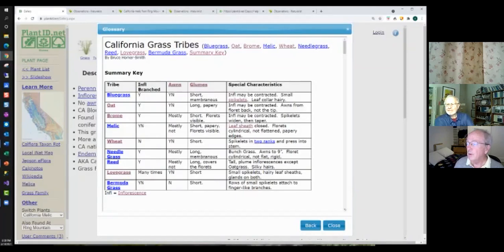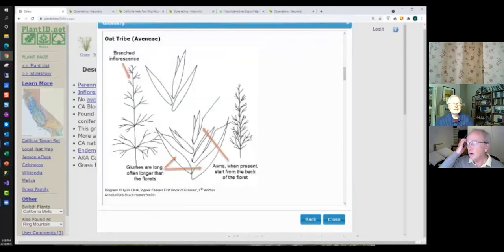So if I go down to oat, I get these beautiful drawings by Lynn Clark from the Agnes Chase First Book of Grasses. And anybody who wants to find a book about grasses that helps you learn, this was my first and my favorite book about grasses, Agnes Chase's First Book of Grasses. And in this diagram, Lynn shows the branched inflorescence for the oat tribe and very long glumes, think wild oats.